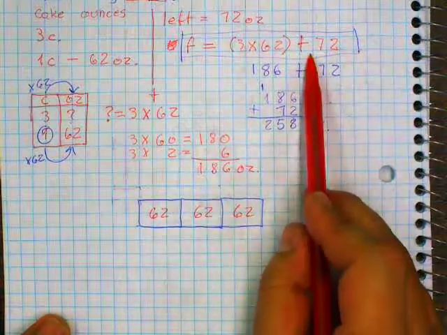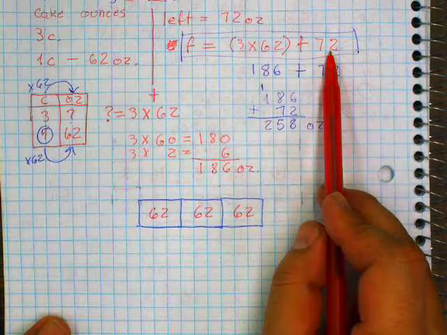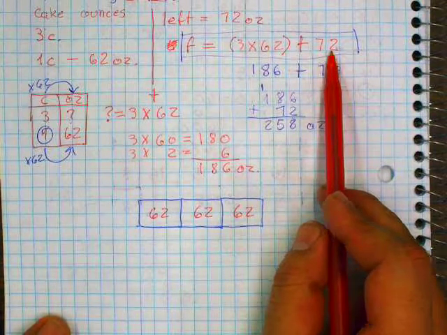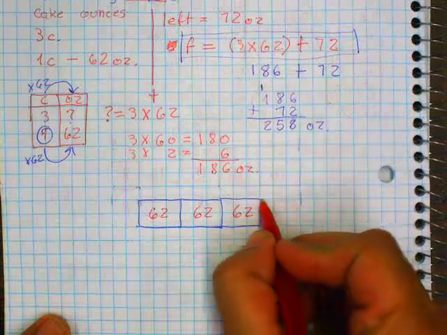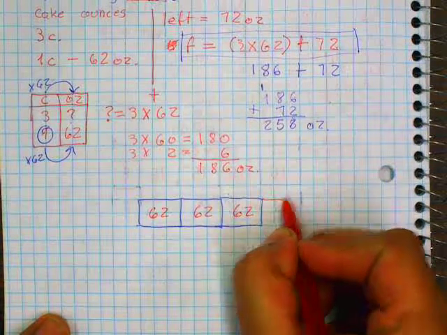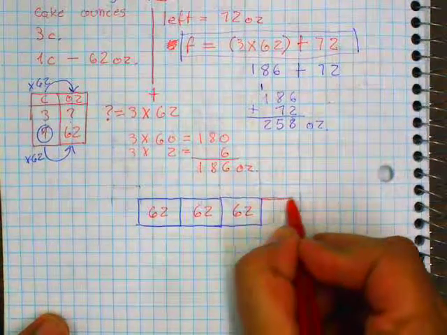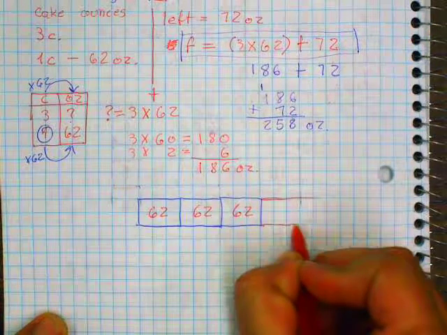But it also says that at the end there were 72 ounces left in the bag. So to these I need to add 72. And since 72 is bigger than 62, I'm going to make it just a little bit bigger.